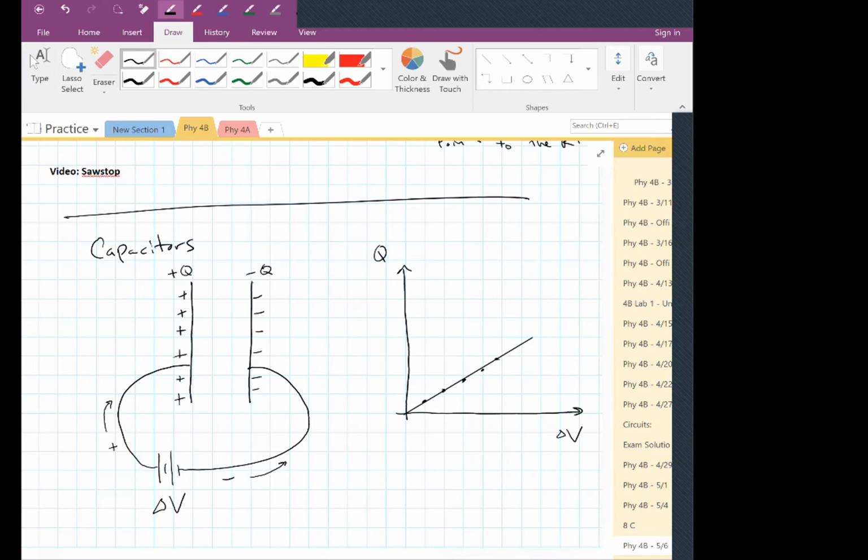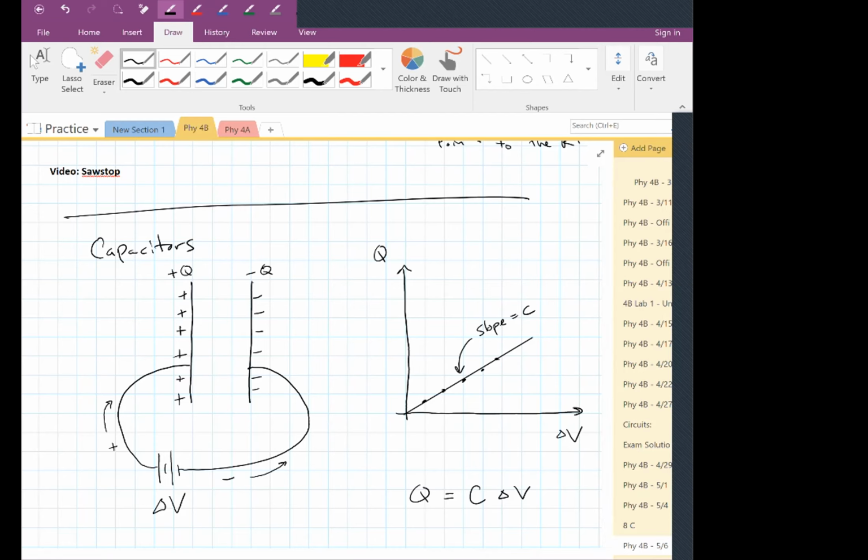So the charge is proportional to delta V, right? And in order to make it an equal sign, we have to throw some proportionality constant in there. So the slope of this line is that proportionality constant, right? C. We call that the capacitance of our capacitor.